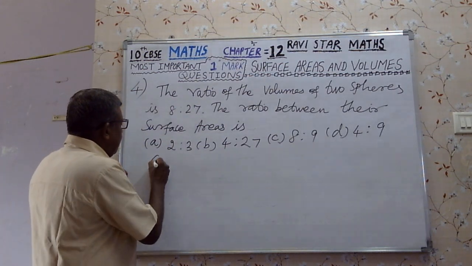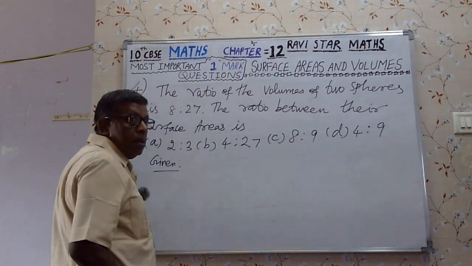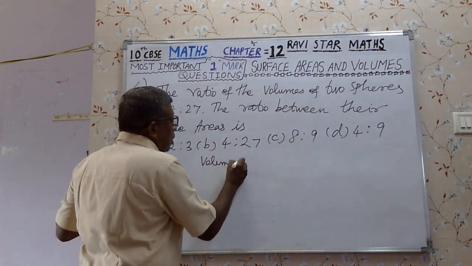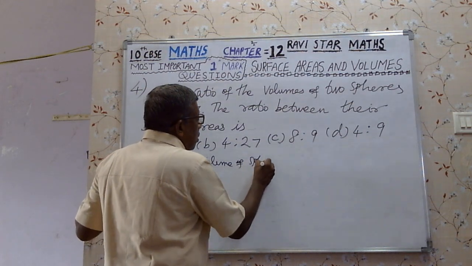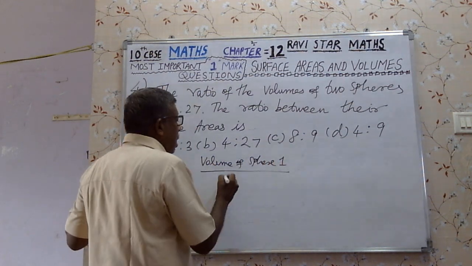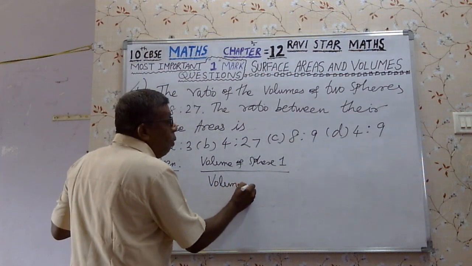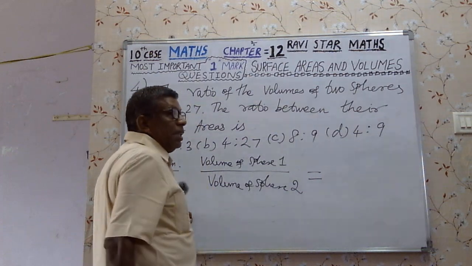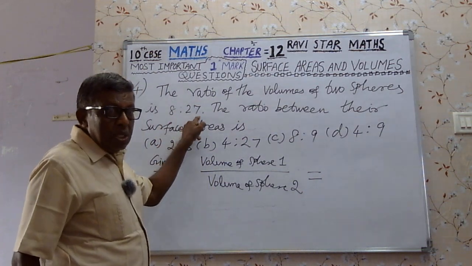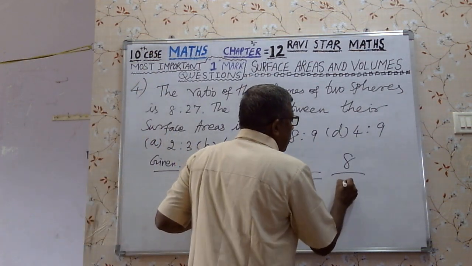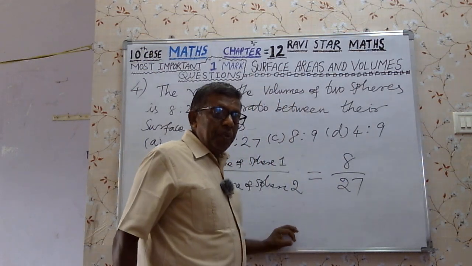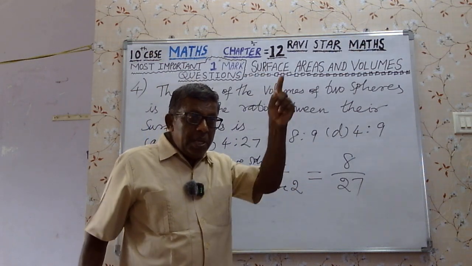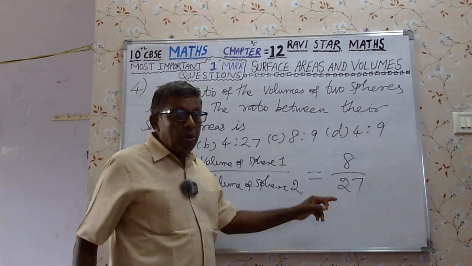What is given? Volume of sphere number 1 by volume of sphere number 2 is given as 8:27, that is 8/27. You have already studied in lower classes that a ratio can be written as a fraction. A is to B equals A by B. That is, 8:27 is 8/27.